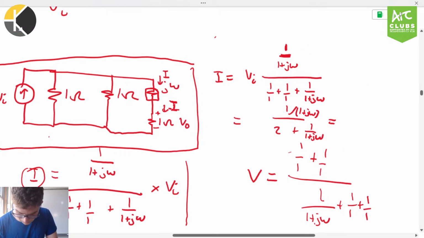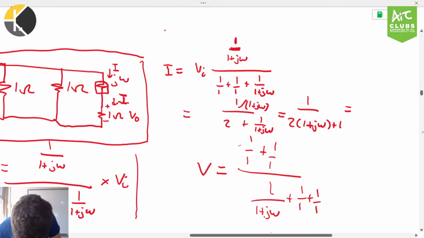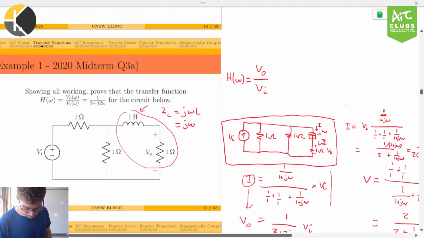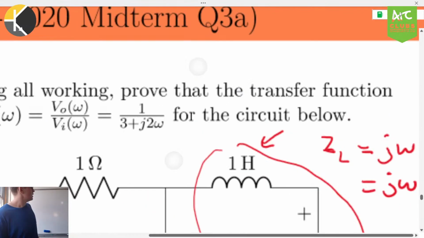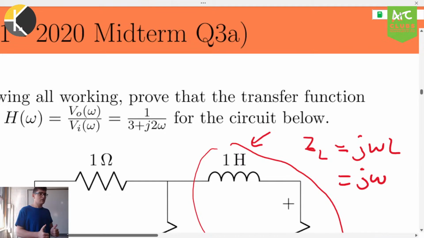What I do next is I'm just going to times the numerator and the denominator by 1 plus j omega. And we get 1 over 2, 1 plus j omega, plus 1. And then what we end up with is 1 over 3 plus 2j omega. And that should be what we wanted to get. Good now? Validated. It is correct. It is? Just to validate the method, you do I times REQ over your desired resistance. Yeah. Okay. Thanks, Otto.